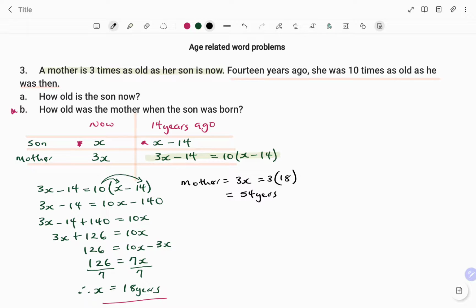So the mother's age when the son was born, remember the son is 18 years now, will be 54 minus 18 years. So therefore, the mother's age when the son was born will be 54 minus 18. That's 36 years.